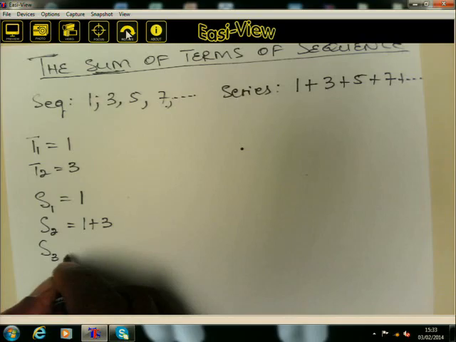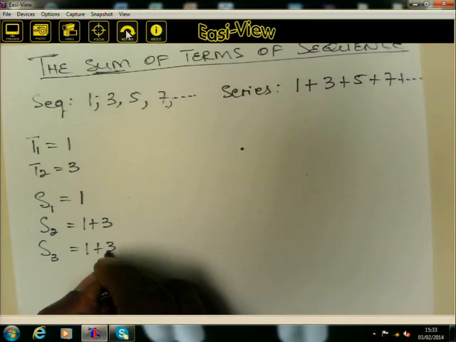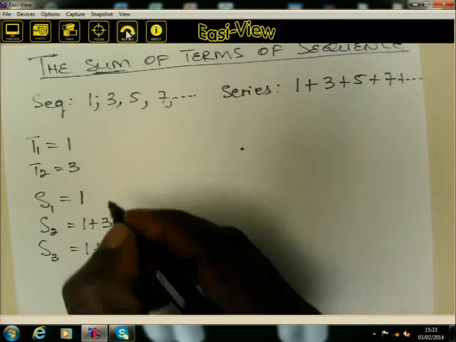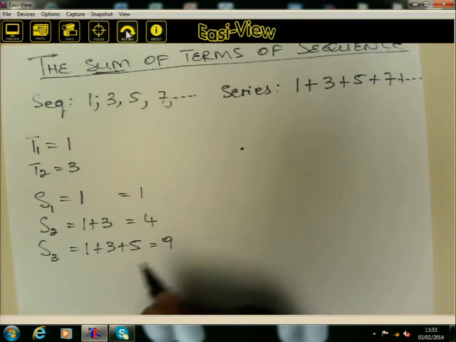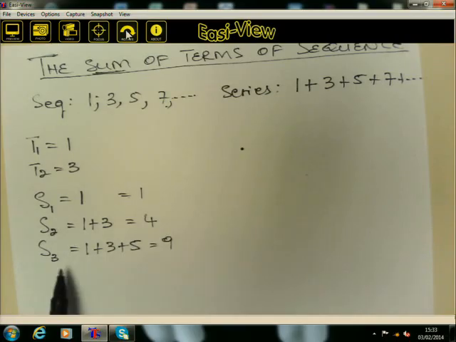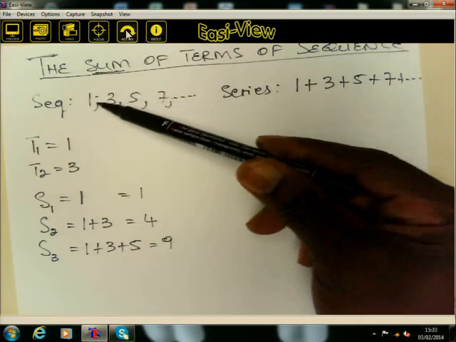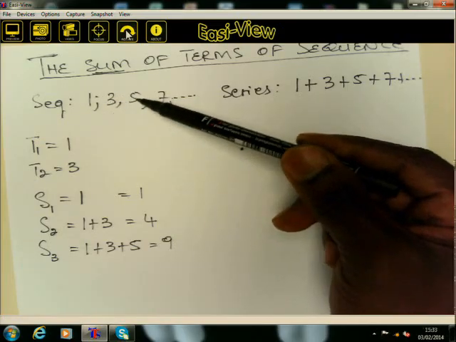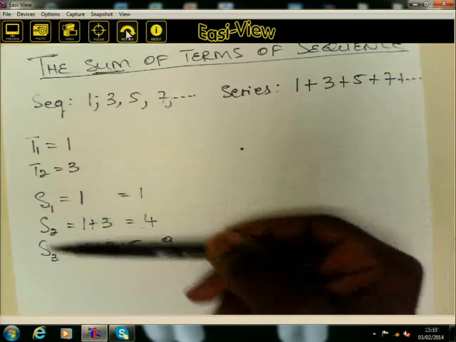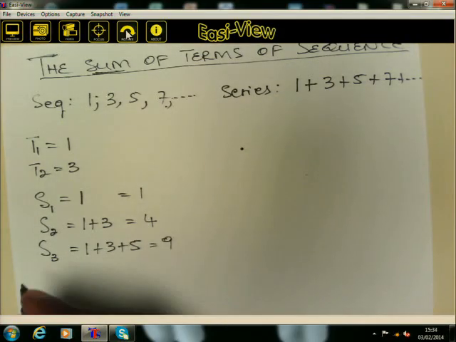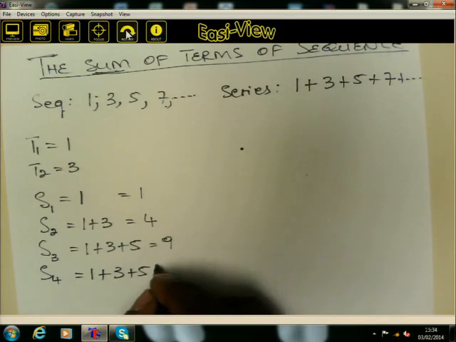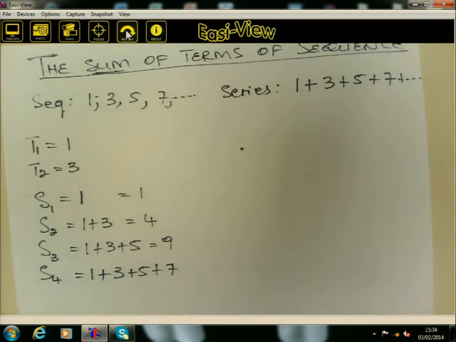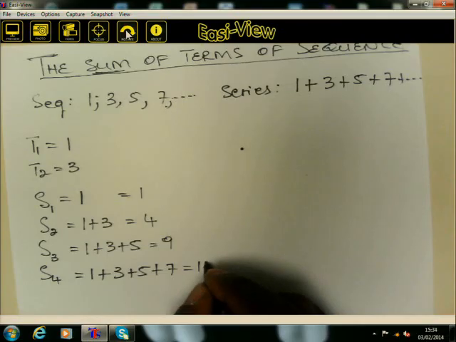Sum to 3 terms will be 1 plus 3 plus 5. This one will obviously be equal to 1, the sum. That one will be 4. That one will be 9. That is the sum up to 3 terms. The sum to 4 terms will be 1 plus 3 plus 5 plus 7, meaning S4 will be 1 plus 3 plus 5 plus 7, which is nothing else but 16.